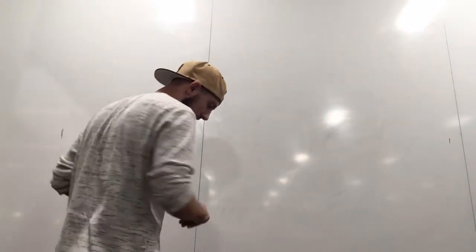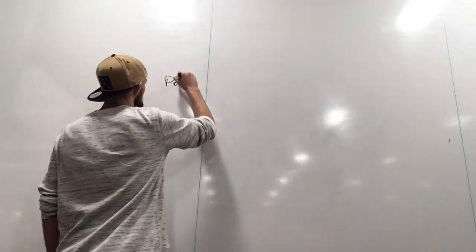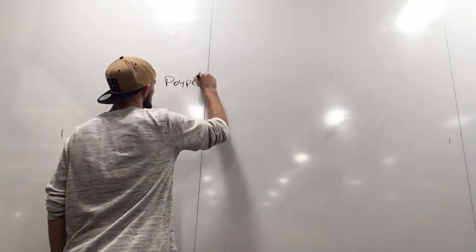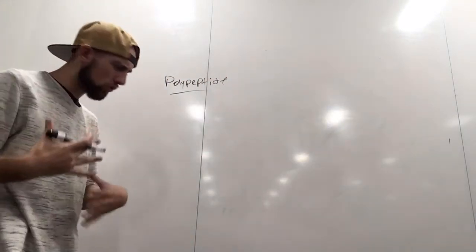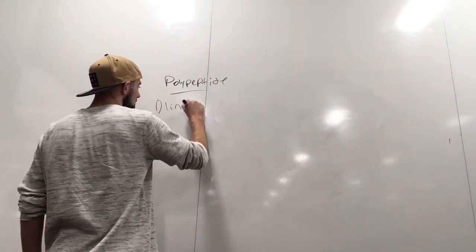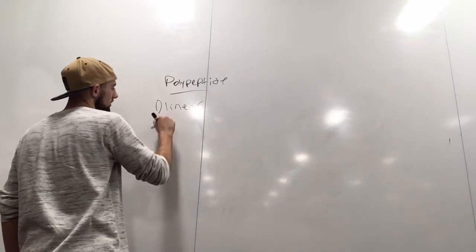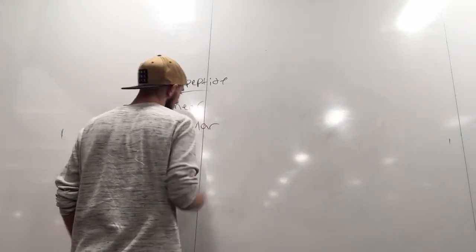Let's talk about the functions of polypeptides / proteins. Okay. Actually, first, let's talk about there's 2 different types of polypeptides. So we're going to go polypeptide. And there's two different structural forms. You can have a linear, and you can have a globular. What do I mean by that?